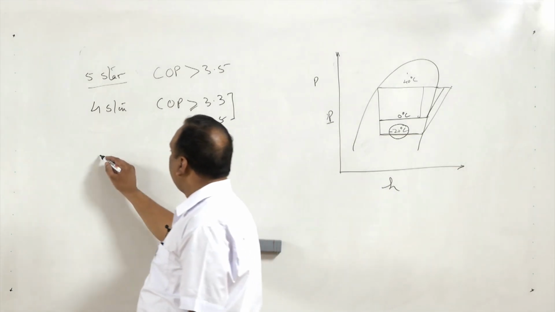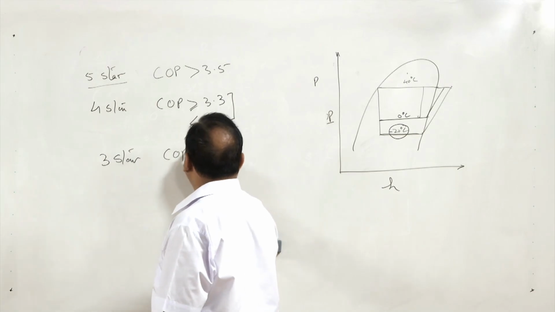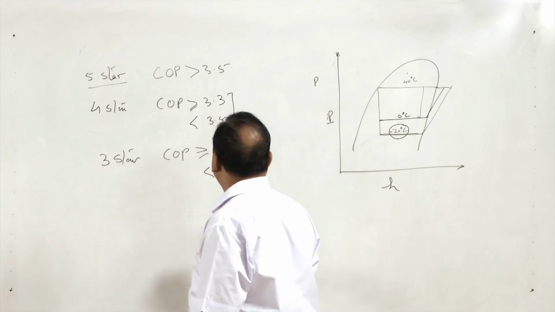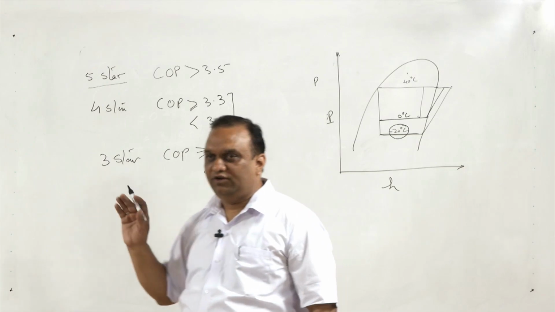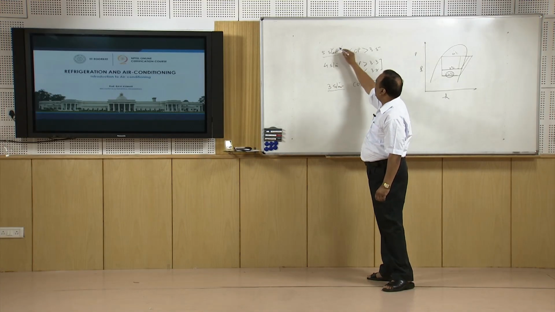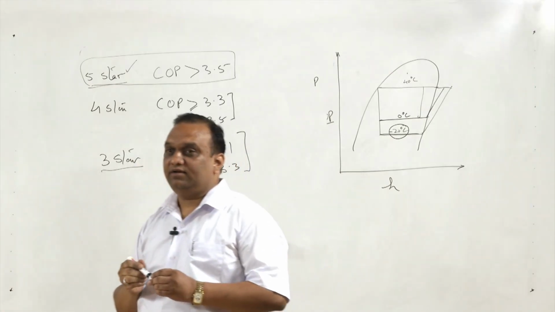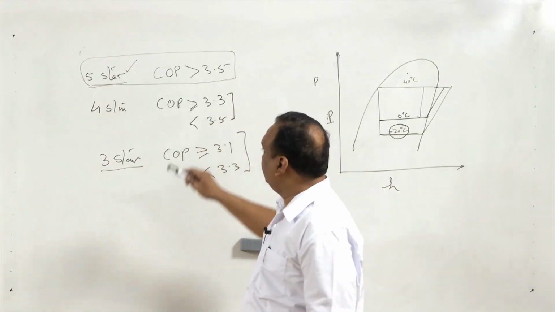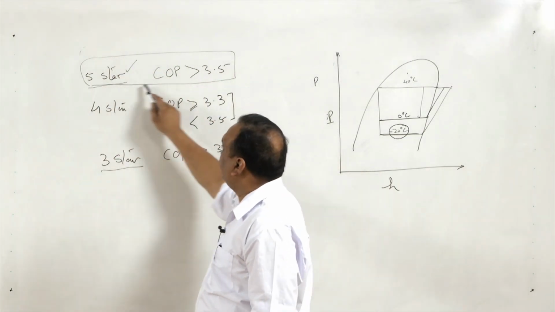Similarly, for 3 star AC, the COP has to be greater than or equal to 3.1 and less than 3.3. And I do not recommend that when you purchase an AC for yourself, you should go below 3 star. It is always recommended that one should go for a 5 star AC. It is energy efficient and though they are slightly costlier, the break-even point comes very fast. So, ultimately you remain in the profit zone when you purchase a 5 star AC.